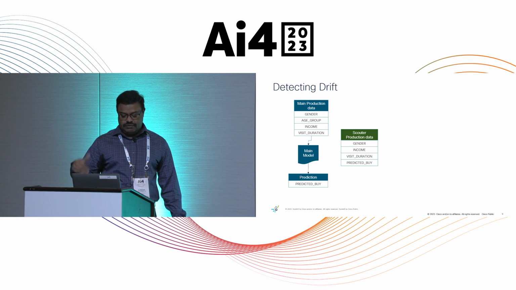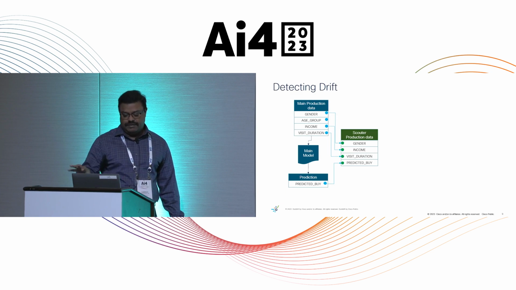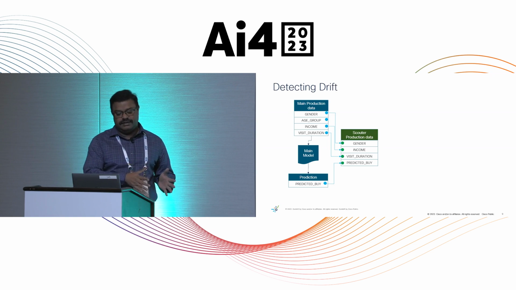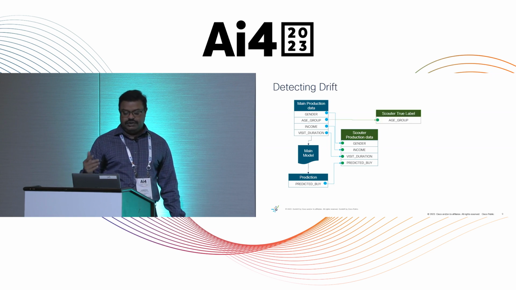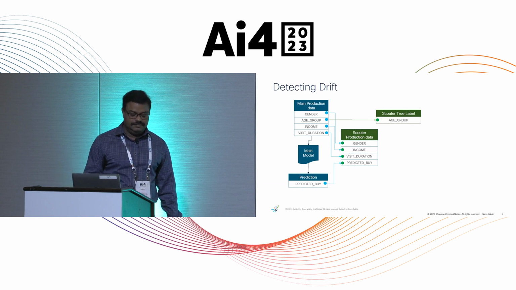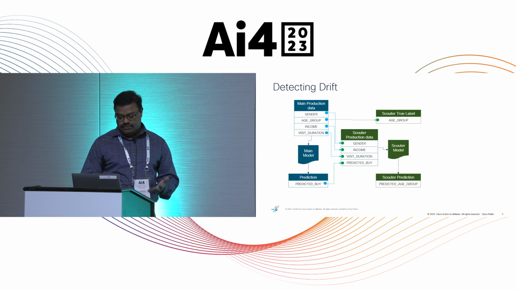Then how do you get the Scouter's production data? You take the gender, income, and visit duration from the main features and use them as Scouter features. And then the predicted buy from the main model becomes a feature for the Scouter model. So instead of using buy, you're using predicted buy, which is what the main model predicted in production. But you also see that you already have age group in production, so that actually becomes the Scouter's true label. So now you have the Scouter production data with which you can predict age group.